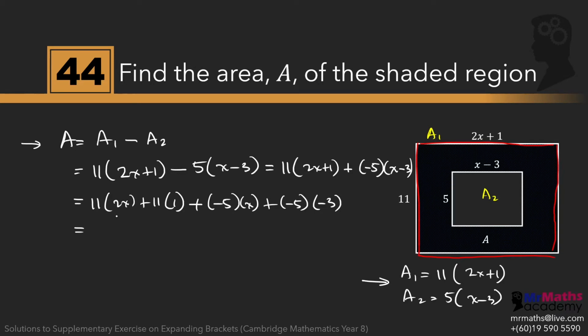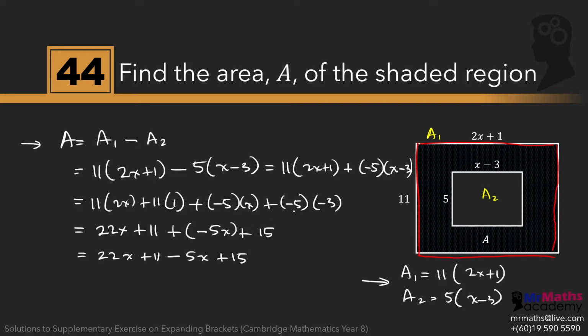So now we can simplify them. 11 and 2x become 22x. Plus 11, because 11 times 1 becomes 11. Plus minus 5 and x is minus 5x. Plus minus 5 and minus 3, that becomes plus 15. And we're going to simplify this. Well, we are going to open the bracket here. So that becomes 22x plus 11. Plus and minus meeting together becomes minus 5x plus 15.